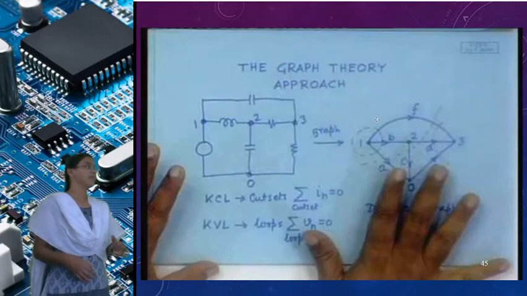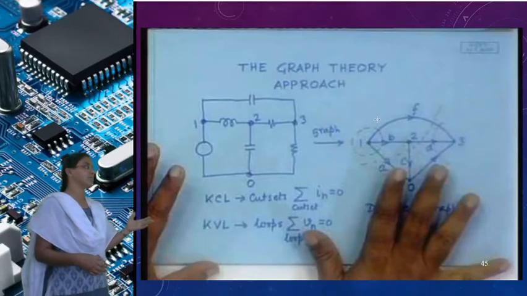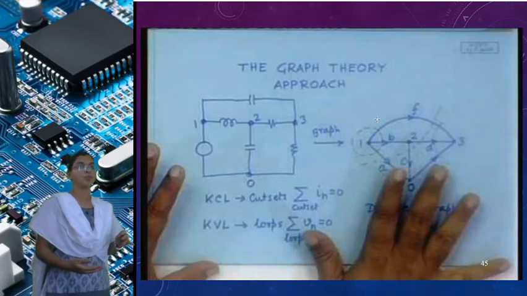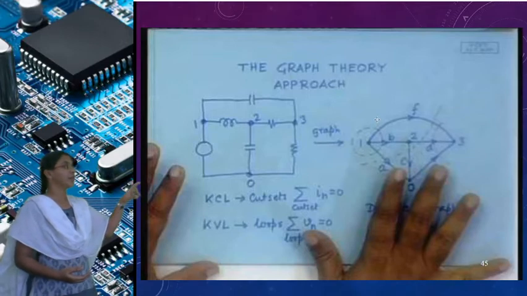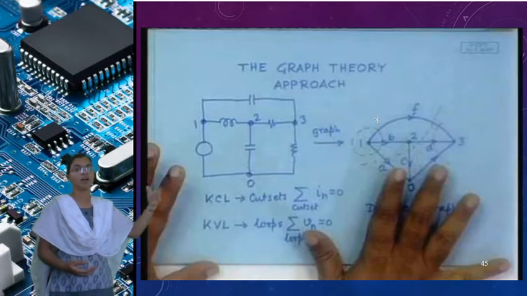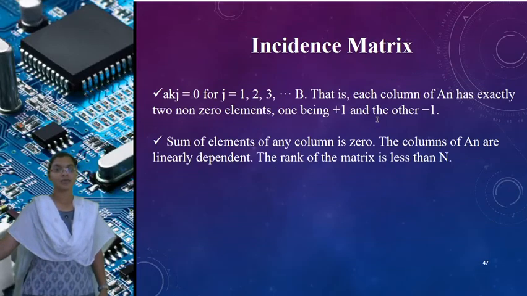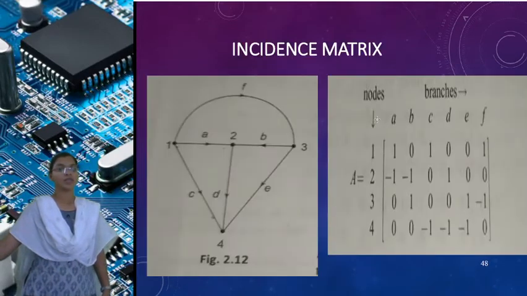Here this is a network. I have taken an example for this one. Today we are going to see another example also. This is a network. We are going to draw the graph, and from the graph, how we are going to draw the tree and co-tree, and how we are going to write the incidence matrix. The incidence matrix we have already seen.